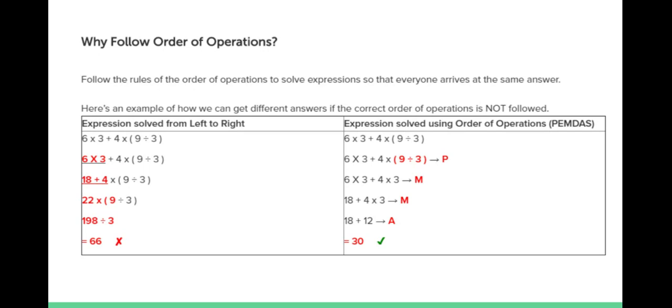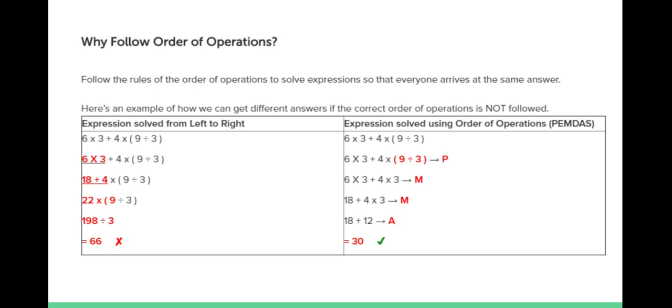So they have 18 plus 4 times 3. They're going to do the multiplication again. 4 times 3 is 12. So now they have 18 plus 12. Their answer is 30 when they do that final addition. The correct answer for this problem is 30 because they followed the order of operations.